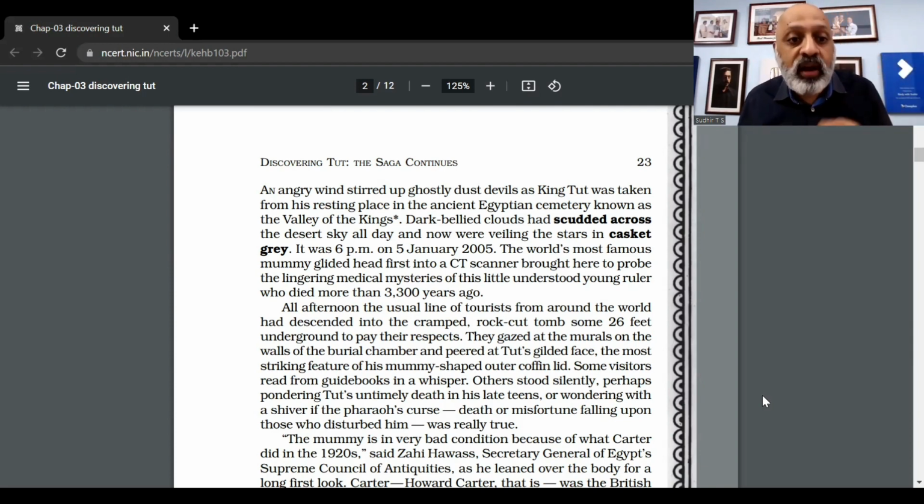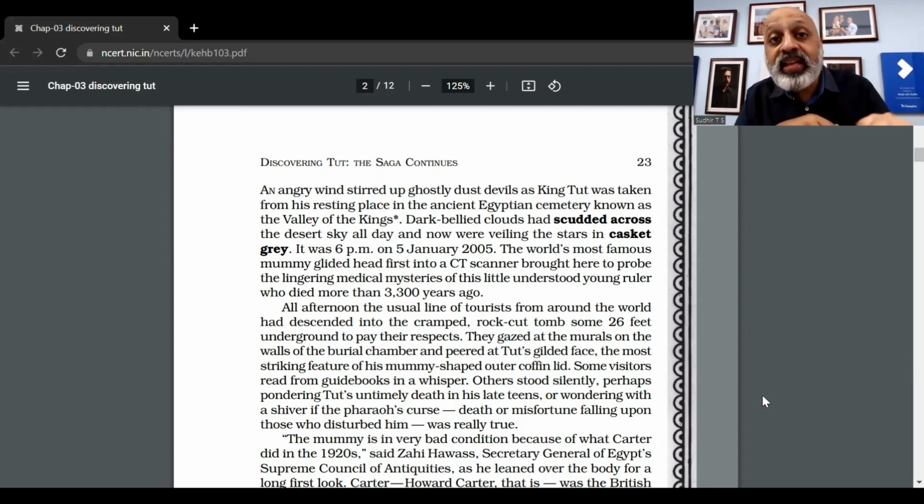Dark-bellied clouds had scudded across the desert sky all day and now were veiling the stars in cascade gray. Scudded across means moving quickly. Necropolis, of course, is the large burial ground. Valley of the Kings, I've already told you, is near the Nile. It's on the western side, west of the Red Sea and located south of Cairo. Cairo is the capital city of Egypt. Cascade gray is a reference to the gray clouds. Cascade is, what do you call it, where the coffin, the casket, it's also referred to as a casket.